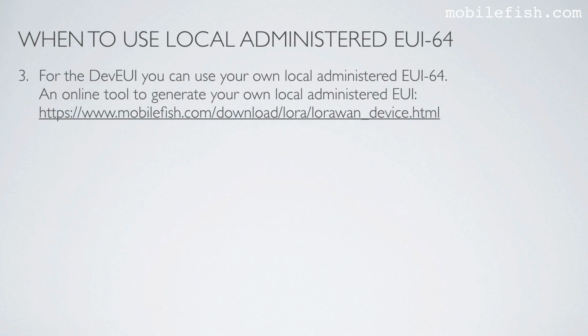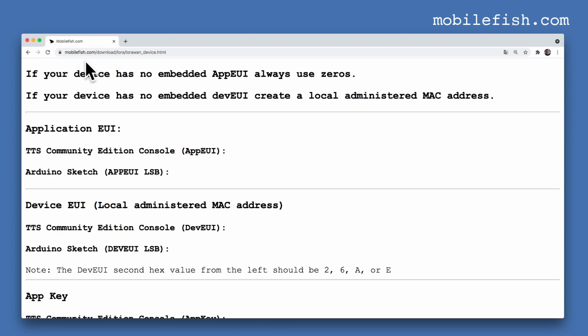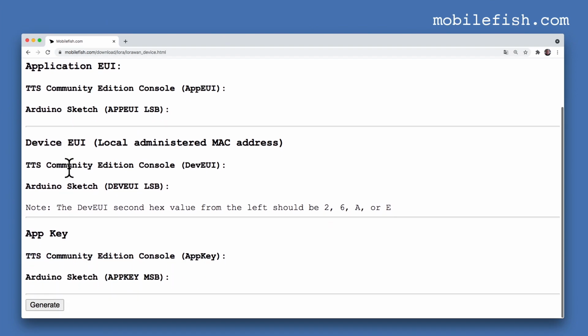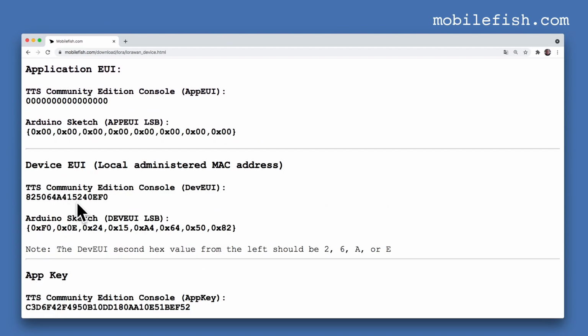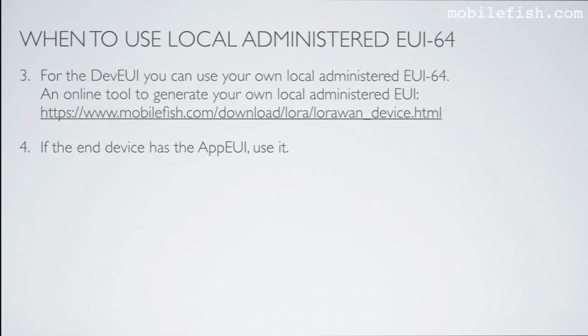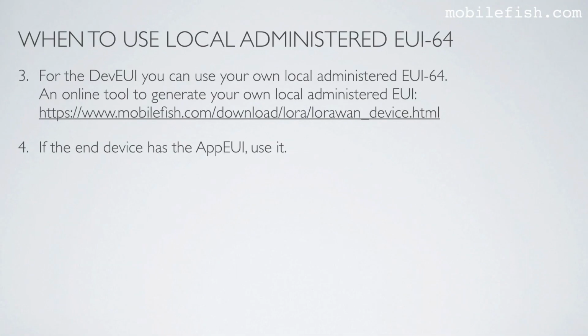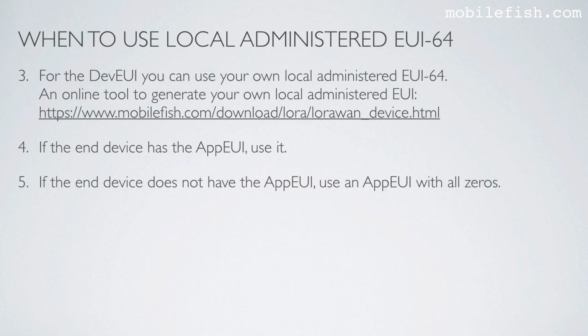For the DevEUI, you can use your own locally administered EUI-64. An online tool to generate your own locally administered EUI can be found at this location. Navigate to this location, scroll down, press the Generate button, and this is the generated DevEUI, which is a locally administered MAC address. If the end device has the AppEUI, use it. If the end device does not have the AppEUI, use an AppEUI with all zeros.